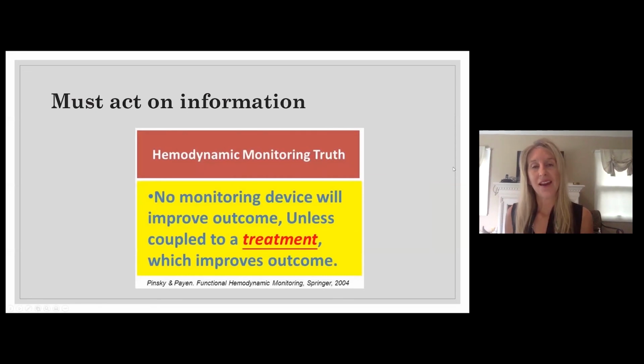This is kind of my wrap-up slide. I like to mention this because no monitoring device, just because you hook up one of these devices, is going to improve a patient's outcome. You need to take the information you get from this device and couple it to a treatment that then improves the patient outcome. So take these numbers and make the informed decision that you can.